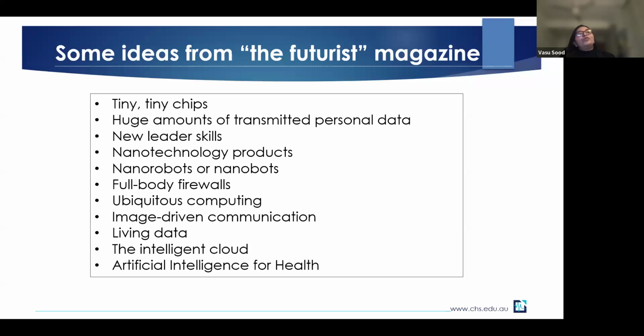Then we also have nanotechnology, such as nanobots. These are like microscopic robots that can navigate the human body for targeted treatments or surgery. We can also think in the future about the full body firewall. That is a metaphor for personalized cybersecurity that protects health data across multiple devices and networks. So, for example, a firewall can protect a device, like if somebody has a pacemaker inside their body.